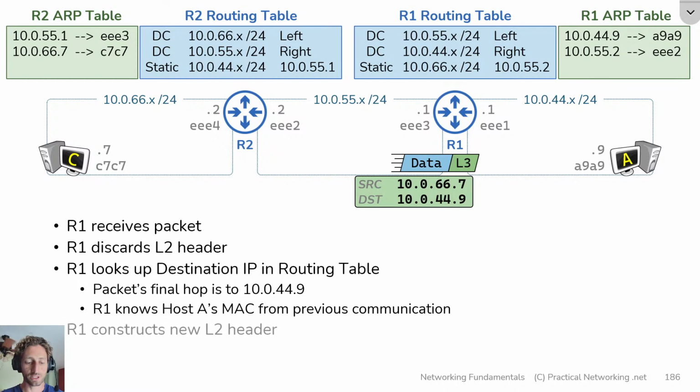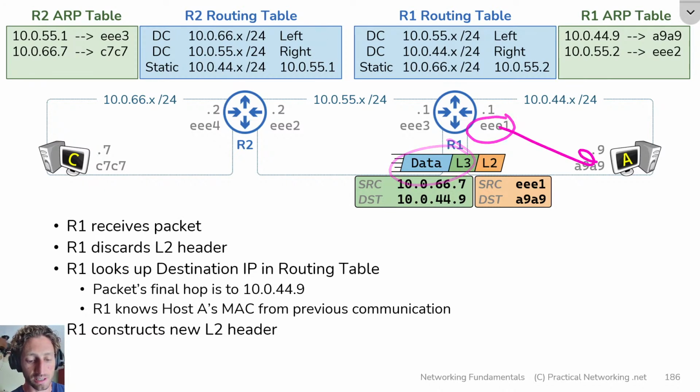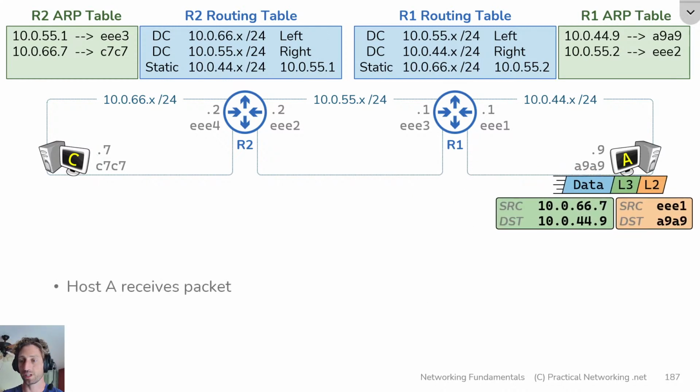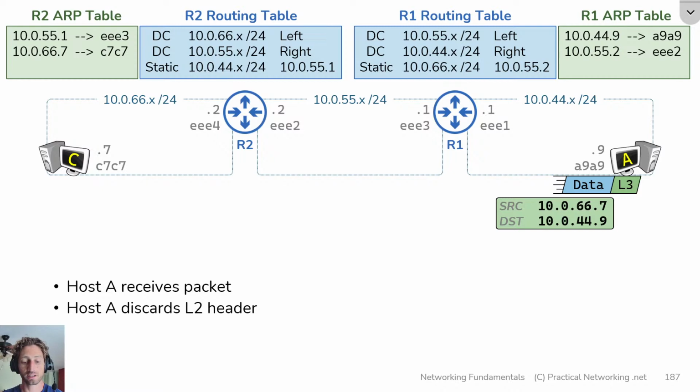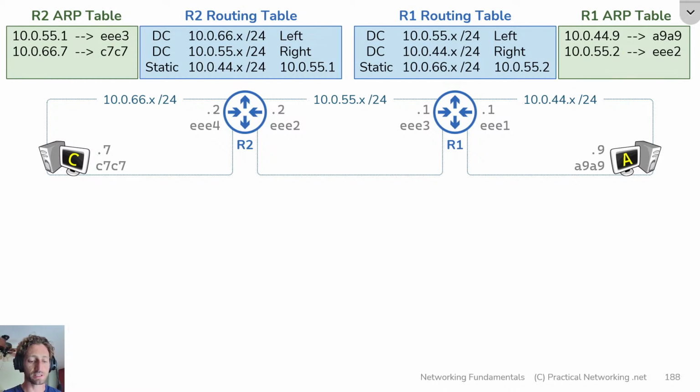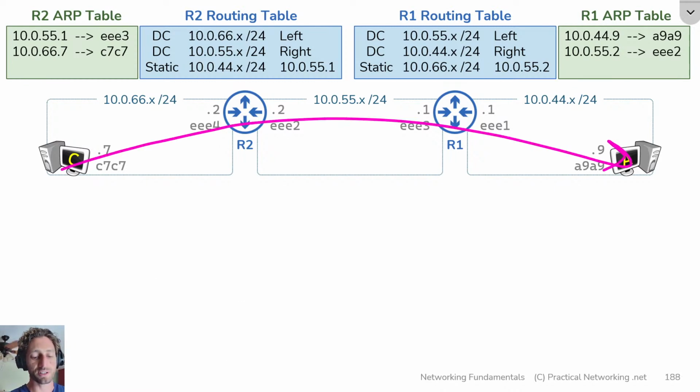Therefore, R1 can create the layer 2 header necessary to get this construct from this NIC to its final NIC, which is what will get the packet finally to host A. Host A will then discard the layer 2 header and then discard the layer 3 header and finally process the response data from host C. And that is everything that needed to happen to get the response back to host A.